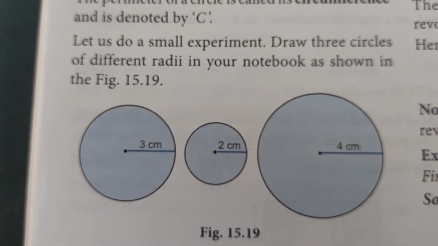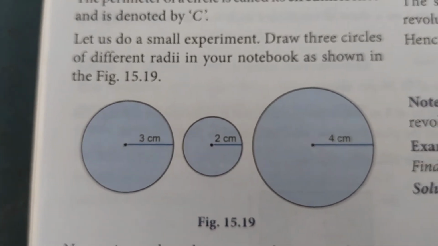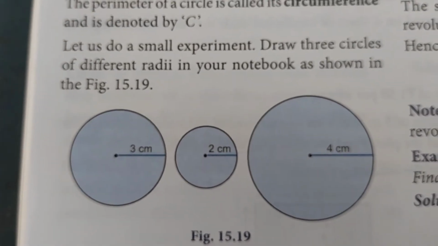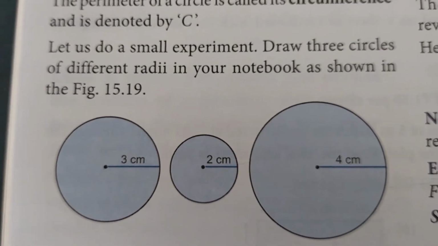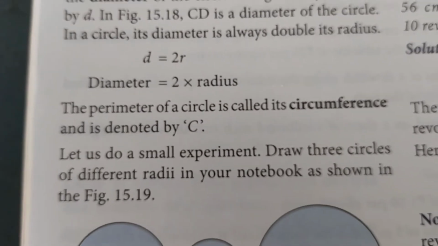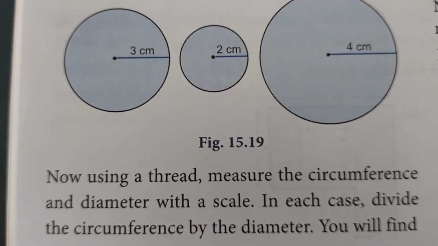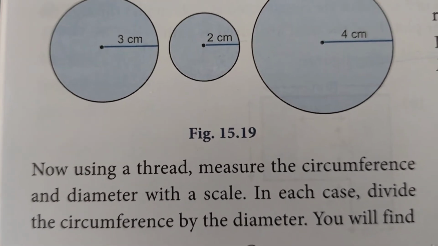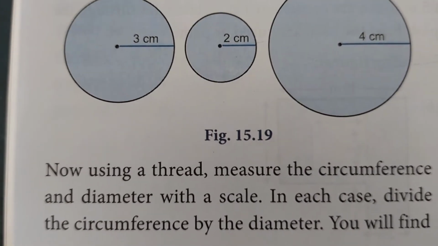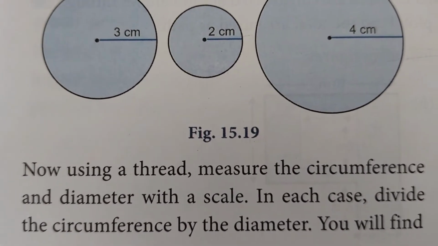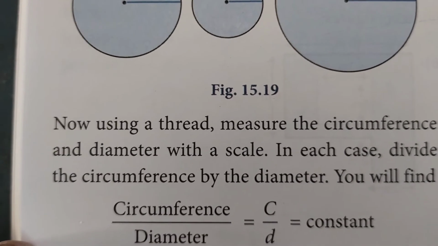So the experiment, even you can try with this. Draw three circles of different radii in your notebook as shown in the figure: 3 centimeters, 2 centimeters and 4 centimeters. So three different circles. Now, using the thread, measure the circumference and diameter with a scale. In each case, divide the circumference by the diameter. We will find circumference by diameter, C by D.